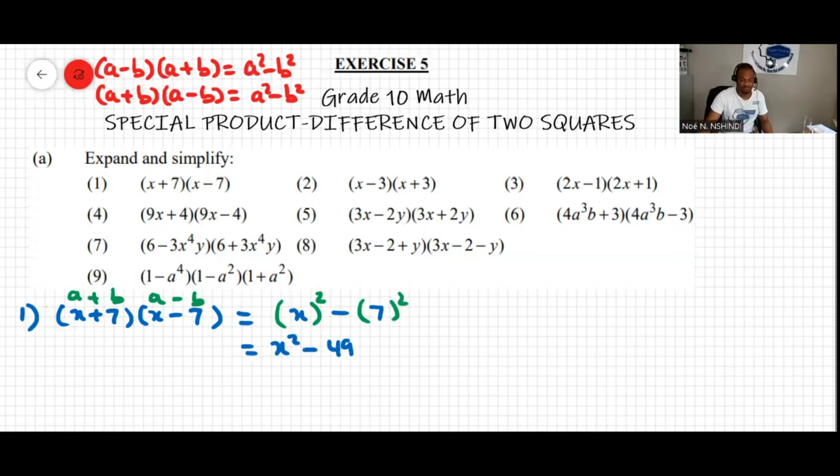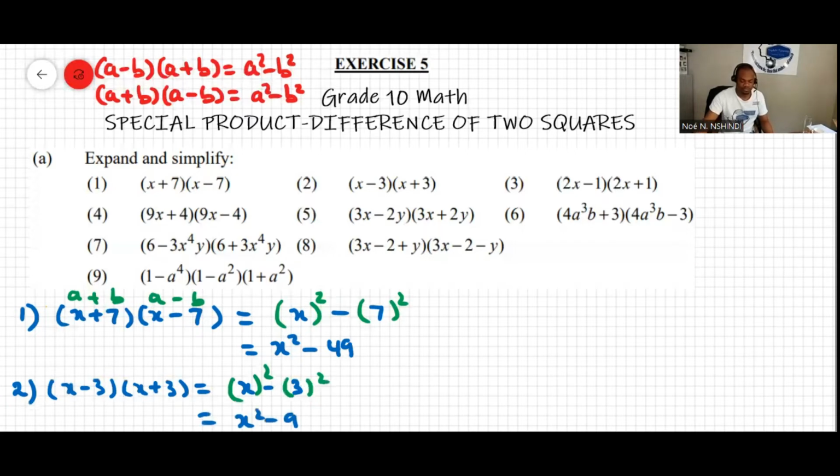That's the answer. Question 2, we have x minus 3 and x plus 3, where A is x and B is 3. So it's a difference of squares: x raised to the power of 2 and 3 also to the power of 2, which makes x squared minus 9.